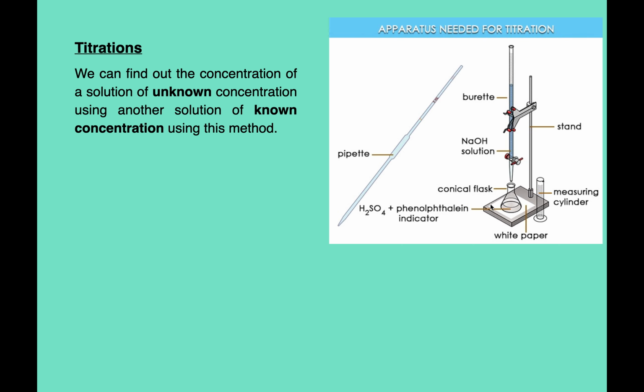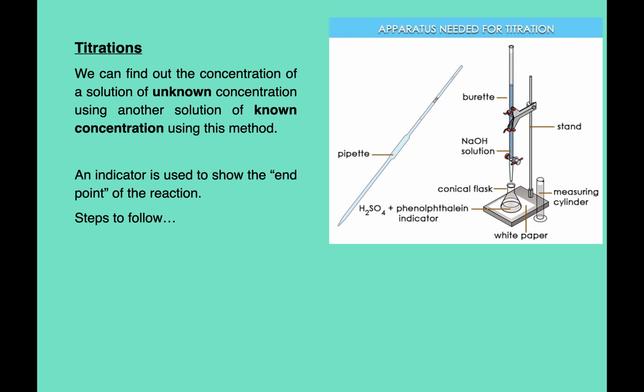And here's some of the equipment that you would use. A pipette for measuring out a fixed exact amount of solution, and a burette for adding an exact amount of solution. We use an indicator to show us the end point of the reaction, and the numbers we get, we'll use them to calculate the concentration.